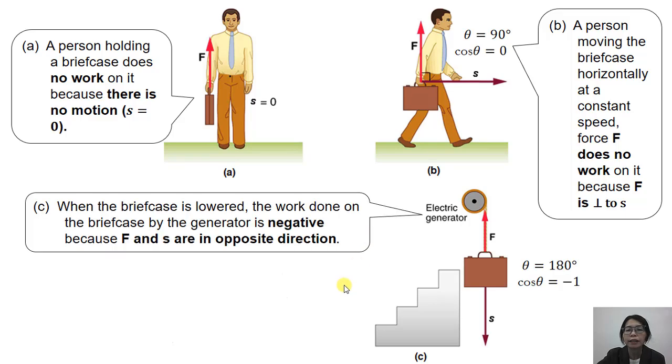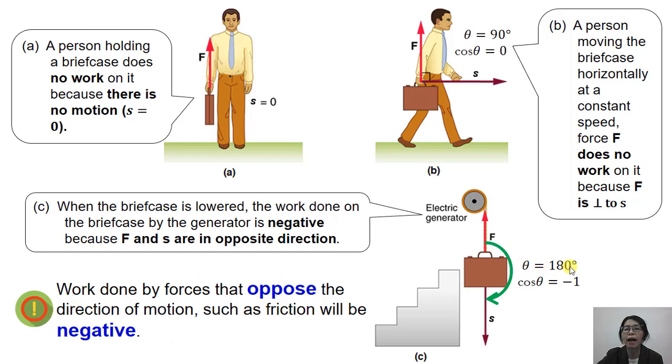Then for the third case, case C, when the briefcase is lowered, the work done on the briefcase by the person is negative because the direction of the force and the displacement are in opposite directions. So the angle between them is 180 degrees, so cos 180 will equal negative 1. So bear in mind, the work done by forces that oppose the direction of motion, such as friction, will always be negative.